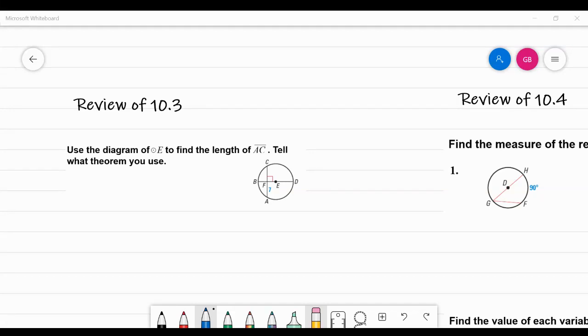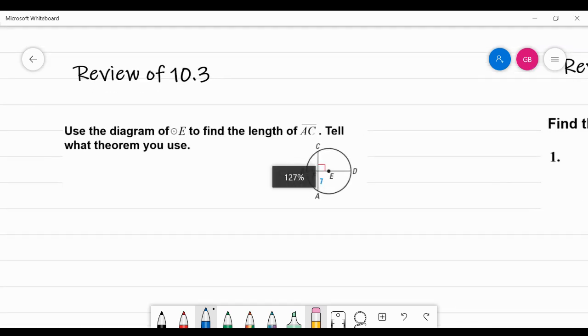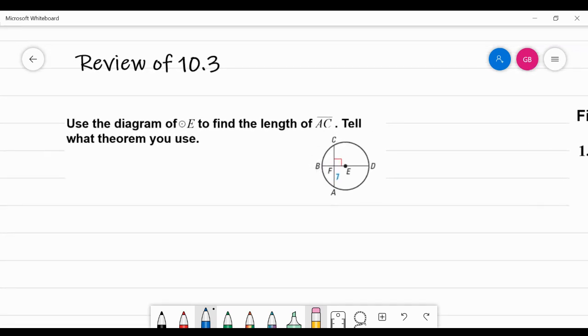Hi everyone, in this video I'm going to review some problems from sections 10.3 and 10.4. Let's start off with this one. Use the diagram of circle E to find the length of AC. Tell what theorem you use.